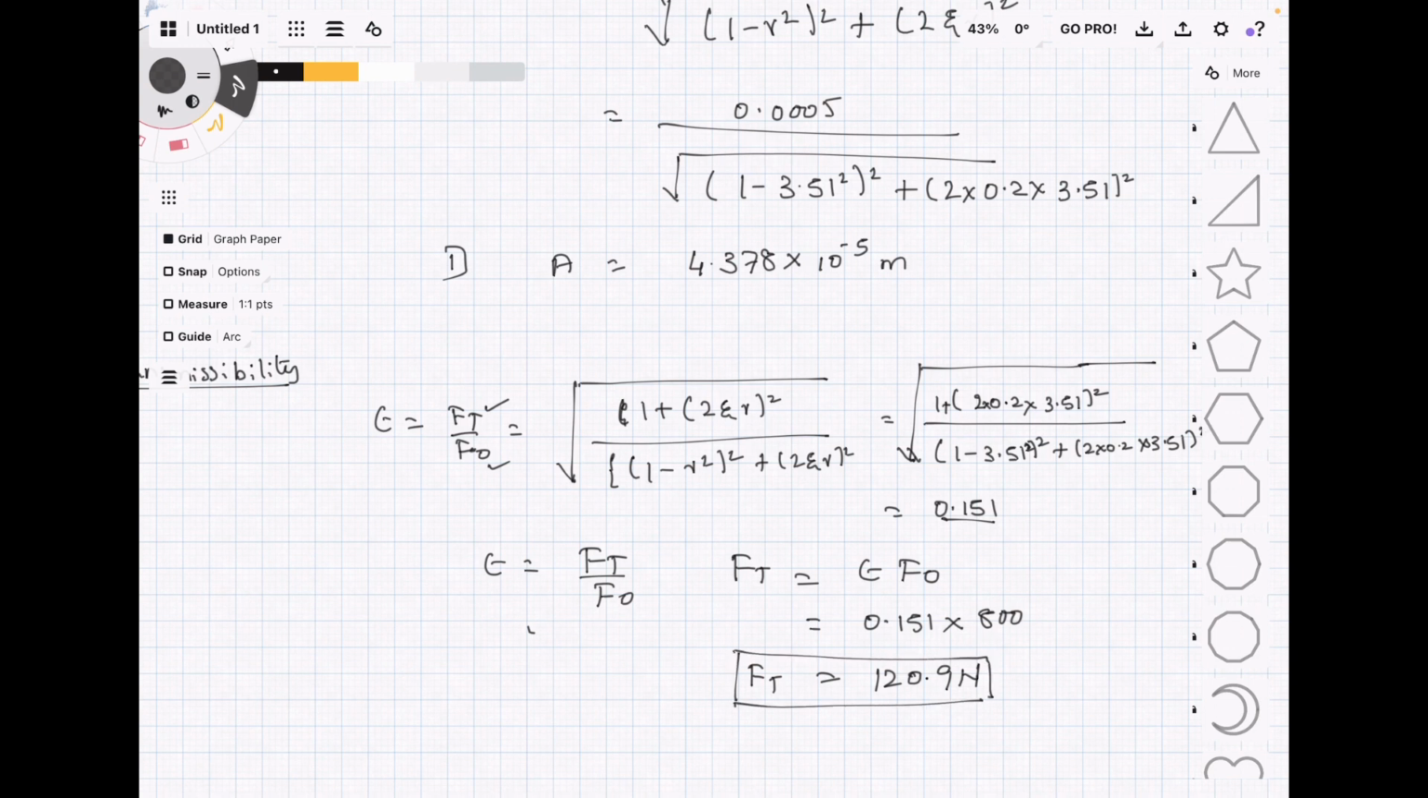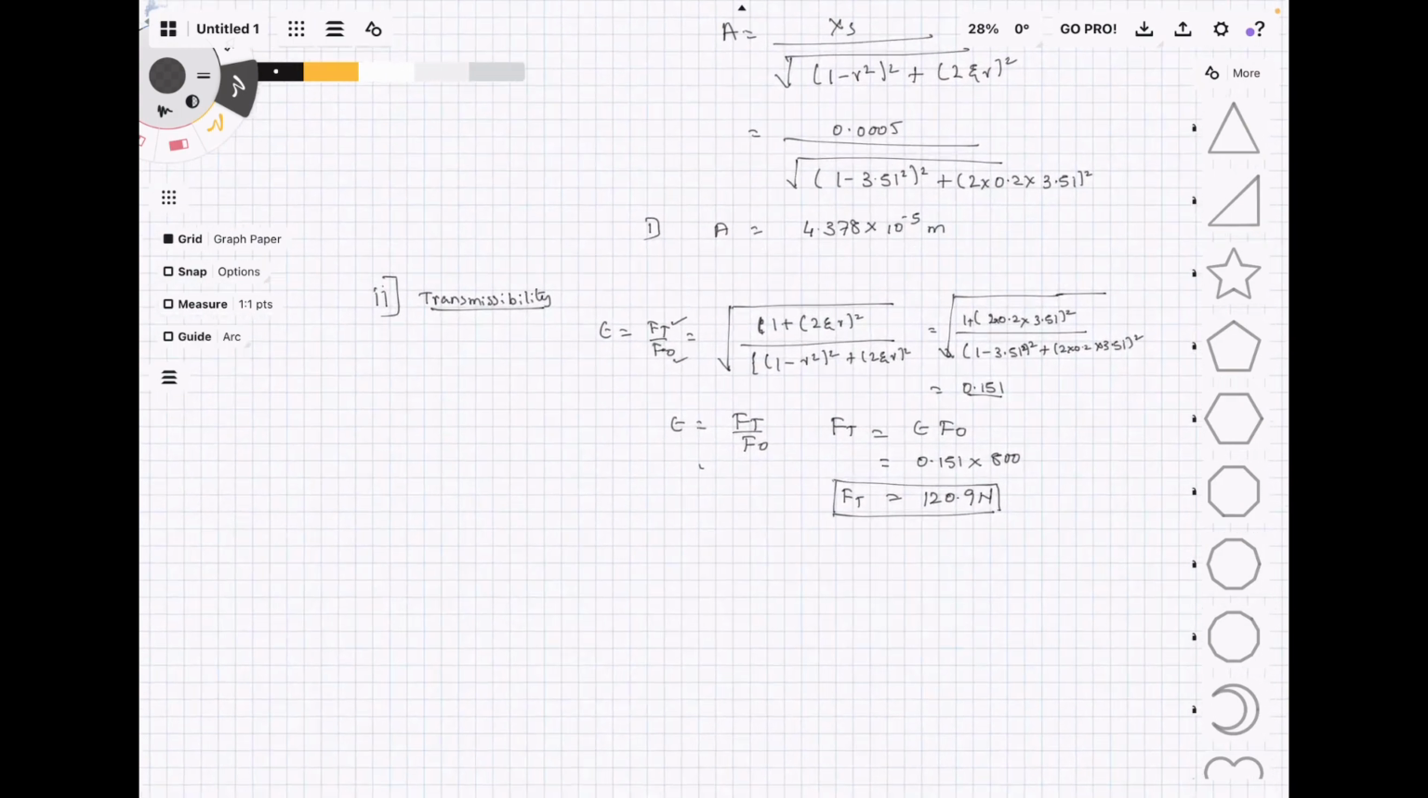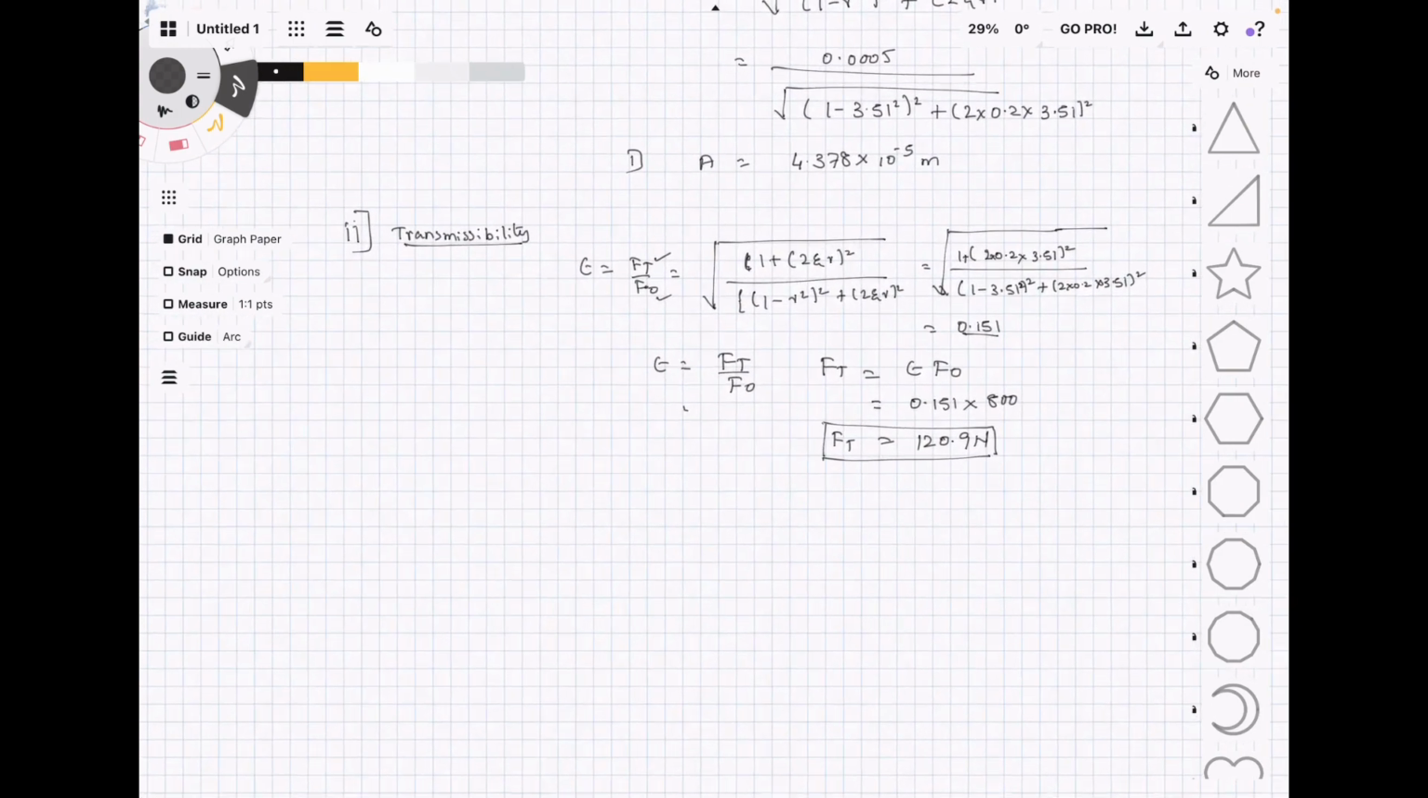So what we did is, we found out the value for the amplitude of the system. Next, we found out epsilon, which is the transmissibility ratio. Then we found out the value of ft. Ft is nothing but epsilon into f naught. So these are the values which we have got. I hope this problem is clear. So we'll move on with the next problem.